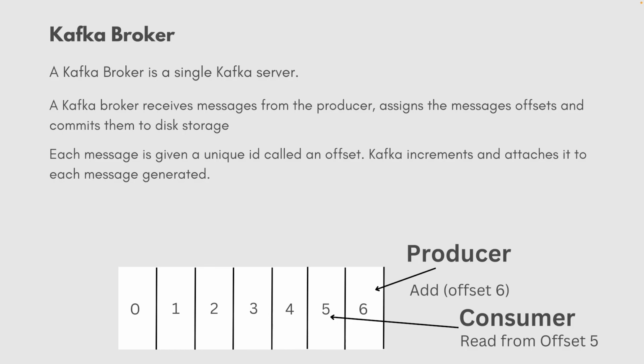It was the first in the list, so we can discuss that first. Well, a Kafka Broker is a single Kafka server. So within a cluster, we could have multiple brokers, but one Kafka Broker is a single Kafka server, and a Kafka Broker receives messages from the producer, which we'll talk about soon, but you can just think of the producer, as the name implies, as something that produces a message.